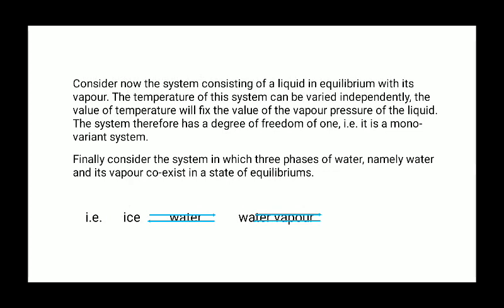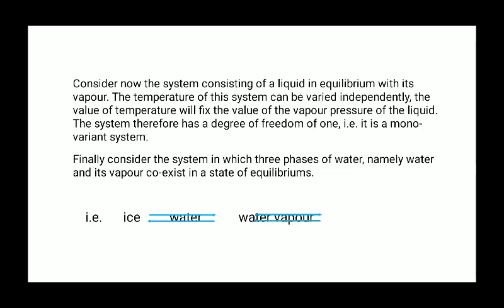Consider now the system consisting of a liquid in equilibrium with its vapor. The temperature of this system can be varied independently, and the value of temperature will fix the value of vapor pressure of the liquid. The system therefore has degree of freedom of 1. That means it is monovariant.